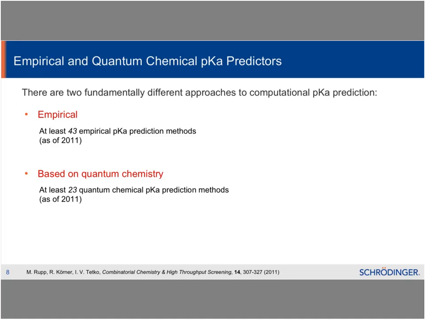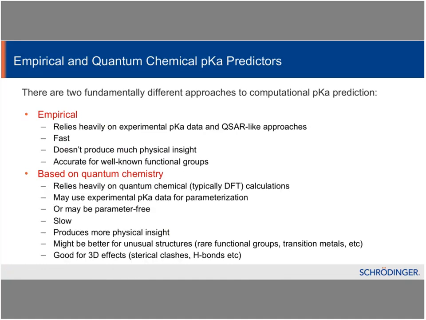What is the difference between empirical and quantum chemical pKa prediction methods? Empirical methods rely heavily on experimental pKa data and QSAR-like approaches. They are fast, but the empirical approach doesn't produce much physical insight. You just get a number, and you don't know why the pKa of something is 6 or 5, even though it's accurate. It just matches the experiment well, but you don't know why.